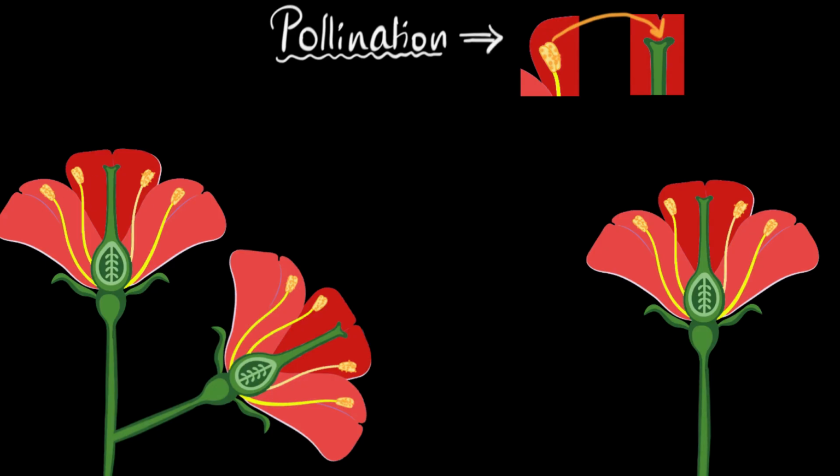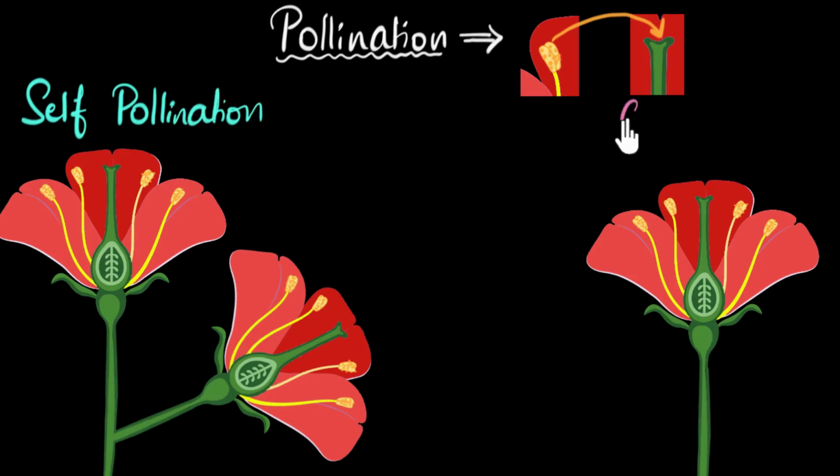Now, based on whether the pollen grains are transferred within the same plants or they're transferred between 2 different plants, we can classify them into 2 kinds. So the first one we'll call self-pollination. And the second one would be something called cross-pollination.